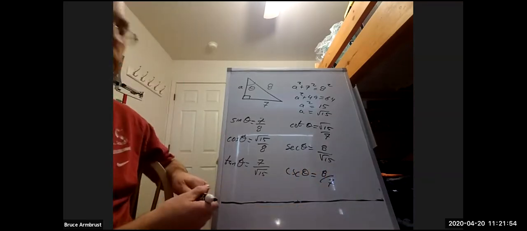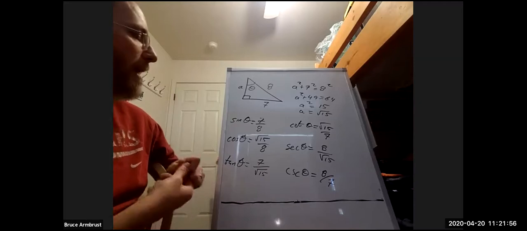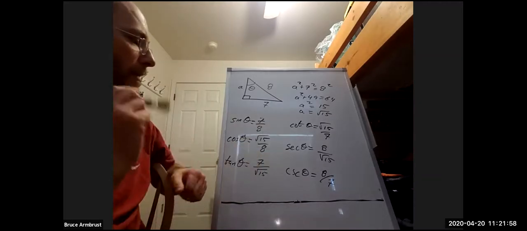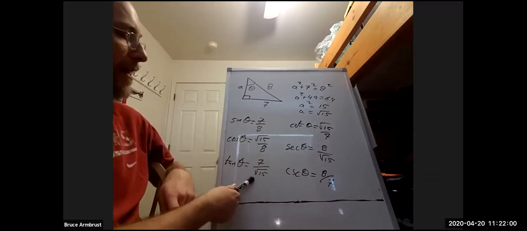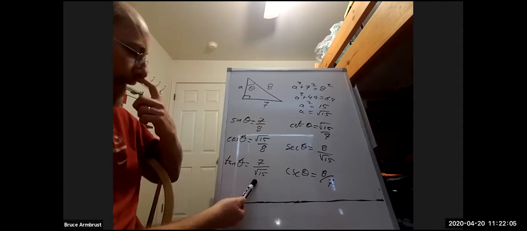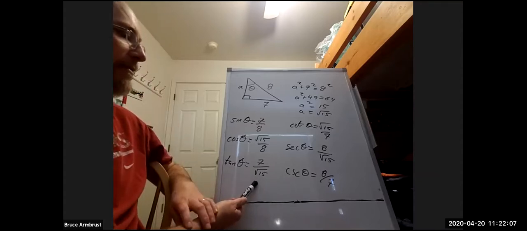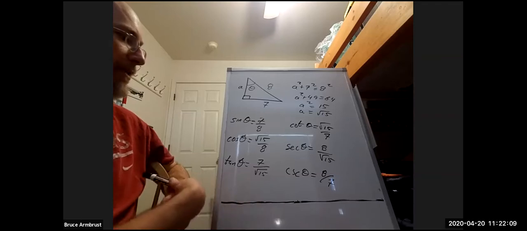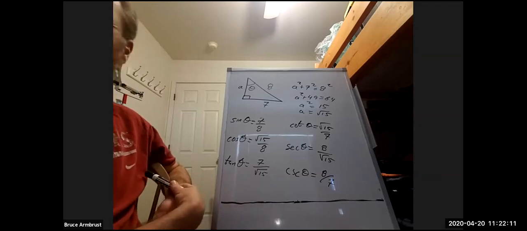So if you have 2 sides, find the third side using the Pythagorean theorem, and then you're good to go. The one other thing, rationalize or don't rationalize, I don't care. You wrote it as 7 over root 15 or 7 root 15 over 15. I gave you the same points. All right, so there's number 3.